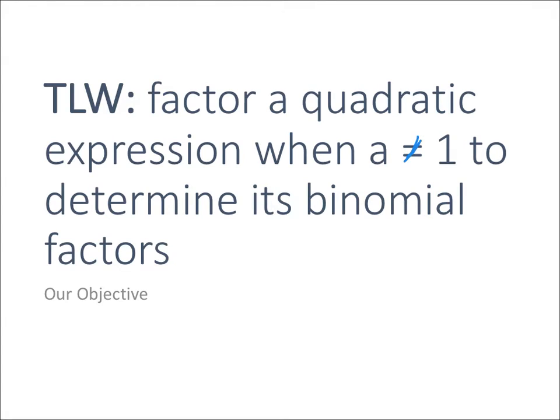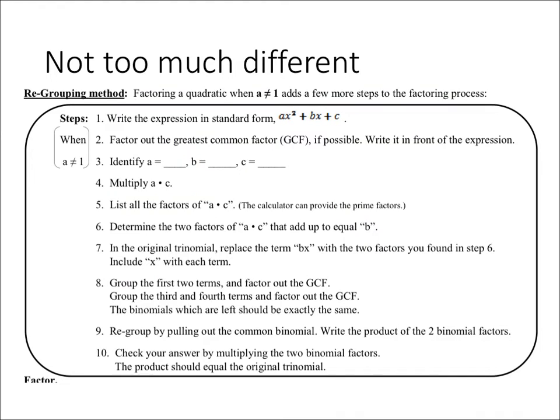As we move into our objective, it kind of mirrors what I just said previously: we're going to factor quadratic expressions when a is not equal to 1, and determine its binomial factors. So we're still continuing on this finding binomial factors part, where we're going to look for those factors. Again, we can tie that into our zeros and our polynomial functions. This seems like a lot, but we have a few steps that we want to go through, and this is not too much different than what we were doing before.